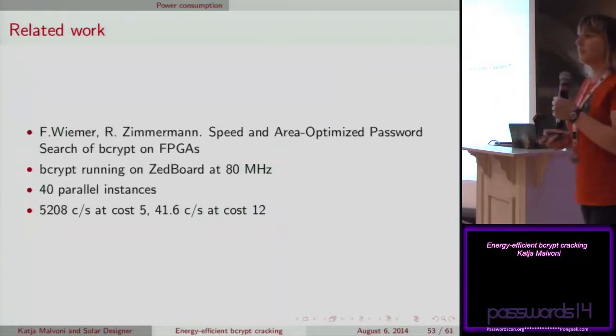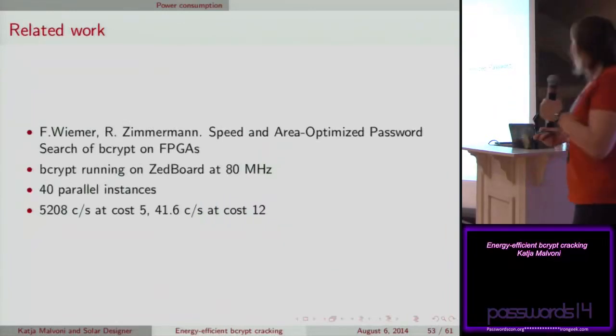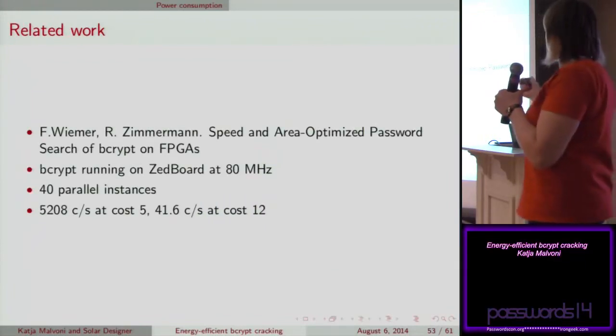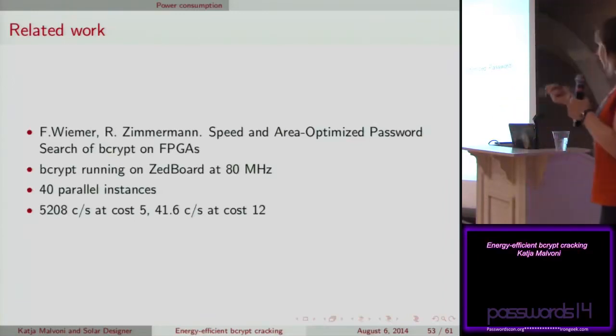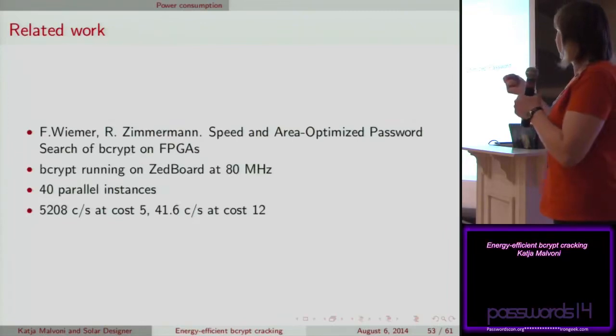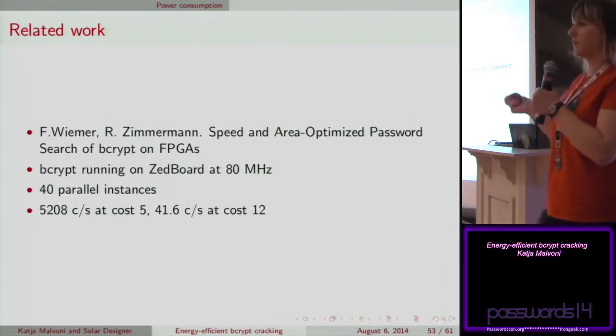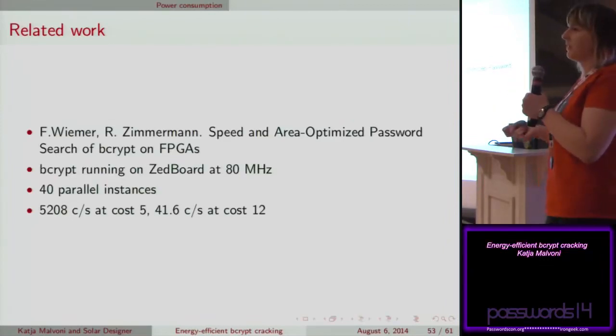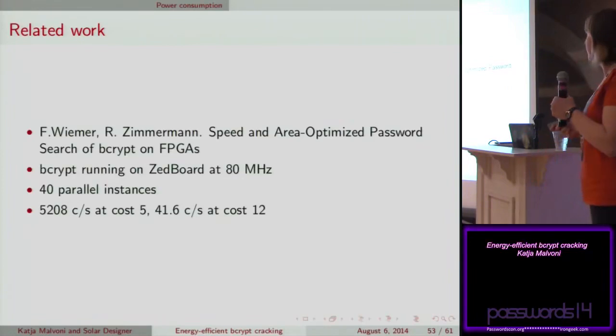There is also related work on this topic by Frederic Wimmer and Ralf Zimmermann, called Speed and Area Optimized Password Search of bcrypt on FPGAs. What they achieved is bcrypt running on a Z-board at 80 MHz, with 40 instances running in parallel, and these are their numbers. For cost 5, they have really nice performance, without, I guess, much communication overhead. But as you can see, from cost 12 performance, our current design outperforms theirs.